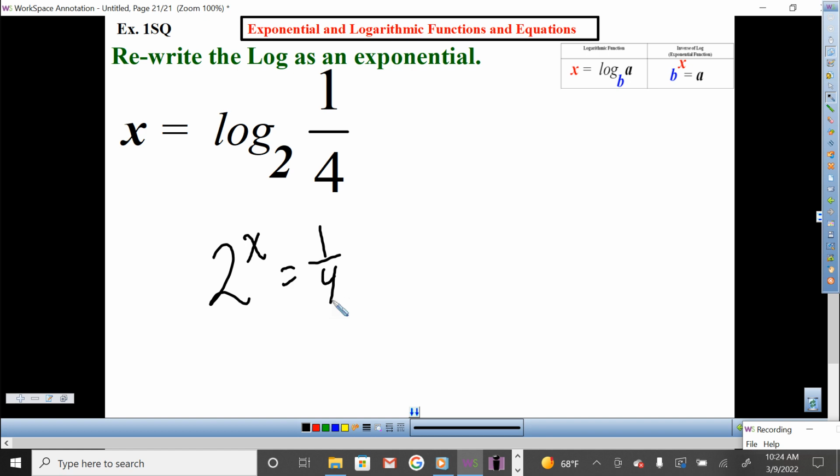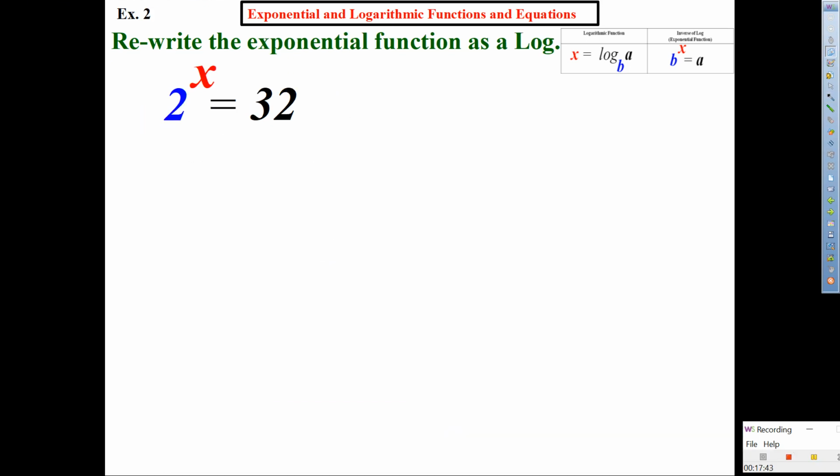Now, it is said that how the brain works is that you need to know stuff one way and backwards, right? Frontwards and backwards. All right, so we did from log to exponential, so copy this. Now we're going to go from exponential to log. Copy that. It says, example 2, rewrite the exponential function as a log. They give us 2 to the x equals 32. See if you can rewrite that one as a log now.